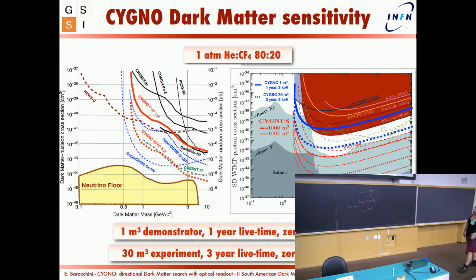And finally, I'm ending with our expected sensitivity. The full line represents the 1 year, 1 kilo mass, 1 cubic meter signal, and the dashed line represents what we expect for 30 cubic meters and 3 year lifetime. All of this is assuming zero background, because we think we can have an electron-neutron discrimination to the level of zero background.